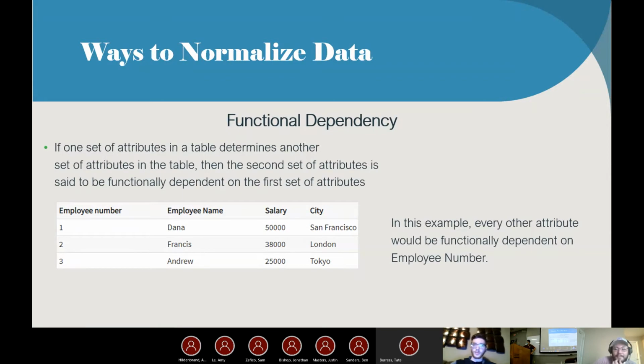All right, so one of the ways that we can normalize data is with something called functional dependency. What that means is if you have one table that determines the attributes of a second table, that second one is functionally dependent. We can use this to eliminate a bunch of redundancy. For example, if we have 5 tables, 3 of which have pretty much the same type of data, we can reduce that to a total of 3 tables with this method of normalization.